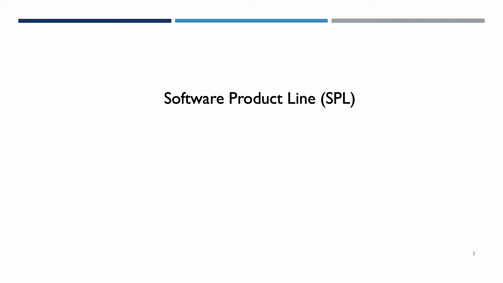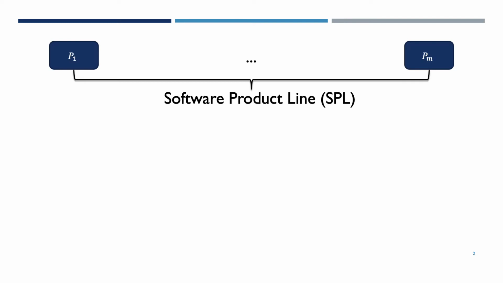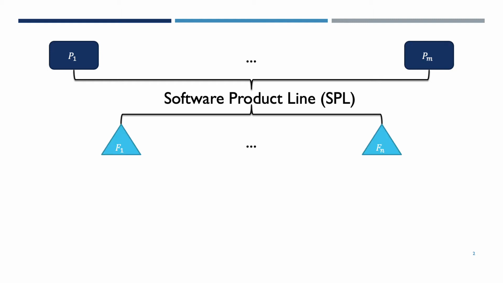So this work has been mainly motivated by the analysis of software product lines. I will start by introducing what SPLs are. A software product line is a family of related software products developed together from a common set of artifacts. And the unit of variability between those products and each other is a feature. Each feature can be either present or absent in each of the products.